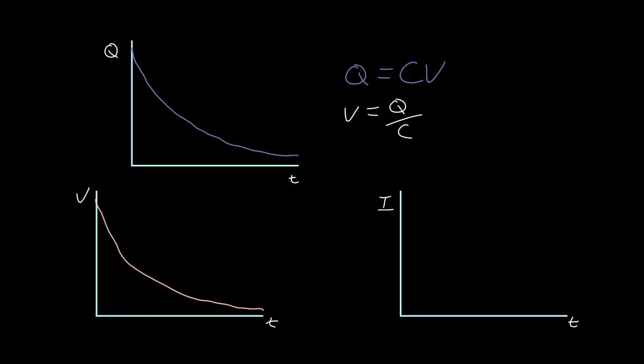Now when we consider the current, we know that the current is the rate of change of charge with time, so dQ by dt. What that means is that at any particular time, if I look at the gradient of this line, I can see that the gradient is getting smaller and smaller, and the gradient is the change in charge divided by the time.